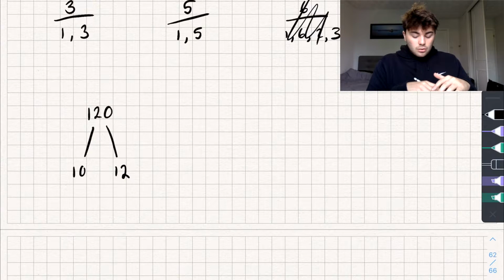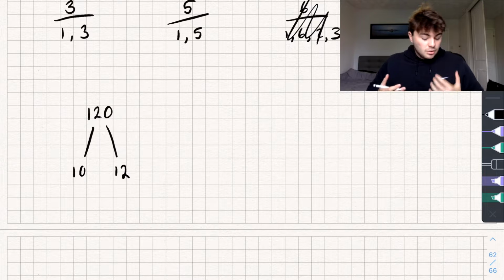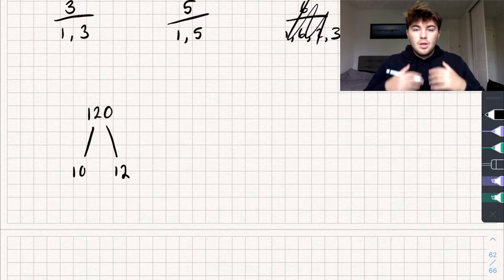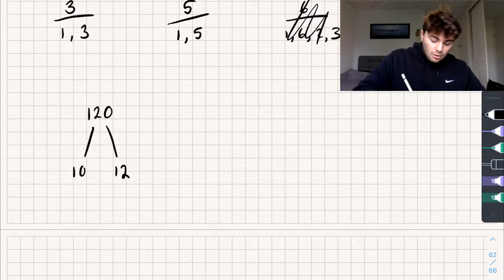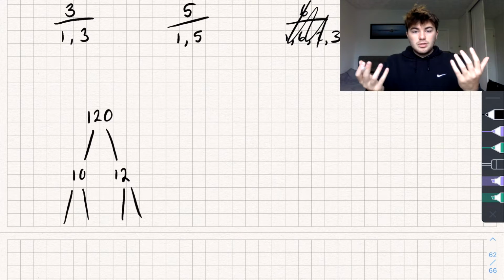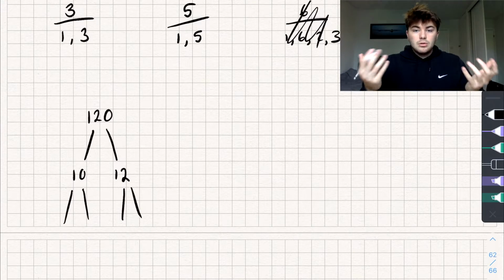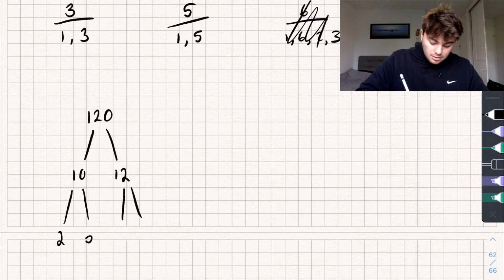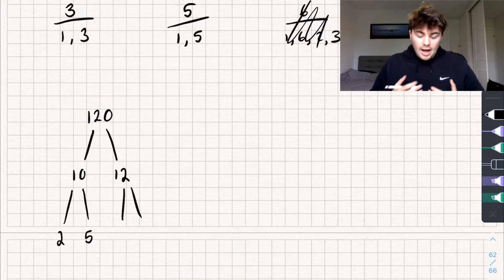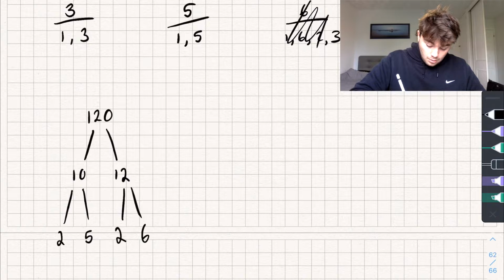Now I'm going to circle any of the numbers that are prime. Obviously 10 isn't prime, neither is 12, so I'm not going to circle either of them. For 10 and 12, I'm going to draw 2 more lines coming off like this, and I'm going to do the same thing again. To get 10, I could do 1 times 10, or I could do 2 times 5. So I'll do 2 times 5. And for 12, I'm going to choose 2 times 6.